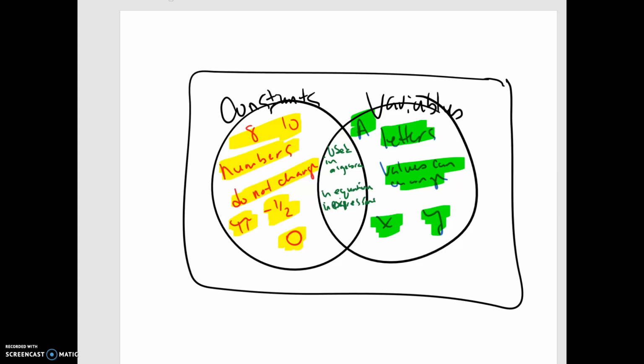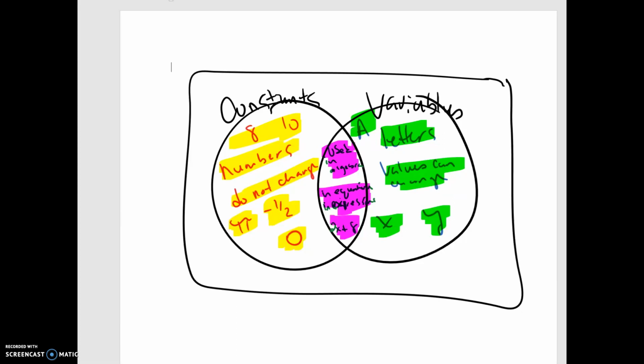But they do have something in common, all right? And that is we use them in algebra, so we use both numbers and letters, and they're in equations and expressions. And you could have put some examples in here like 2x plus 8 or something. We have a variable in there, we have some constants in there, so that would be an example maybe of something that has both. All right, so go ahead and try number 3 on your own.